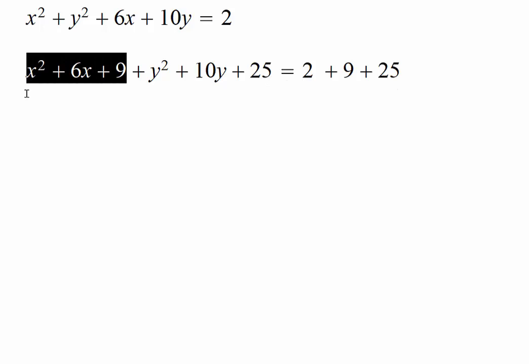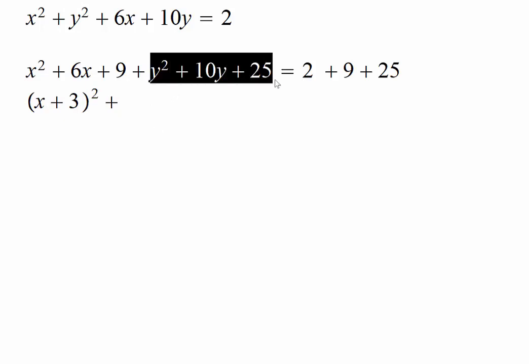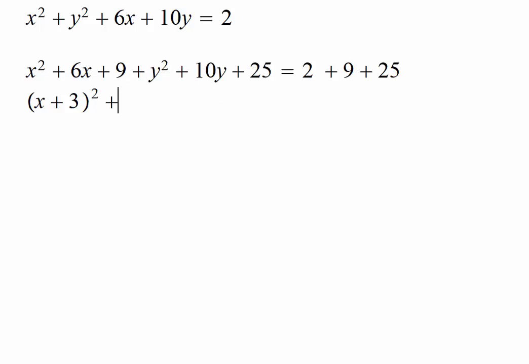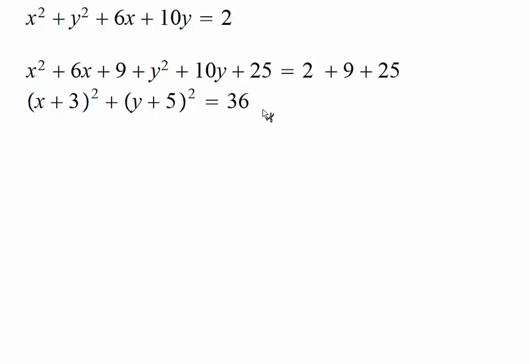Now look at this quantity. This factors as x plus 3 times x plus 3, becoming (x plus 3) square in this process, right? And then this will factor as y plus 5 times y plus 5, which becomes the square of (y plus 5). All right, and then here we got 2 plus 9 is 11, plus 25 is 36, or writing it in more standard form, this equals 6 square here.